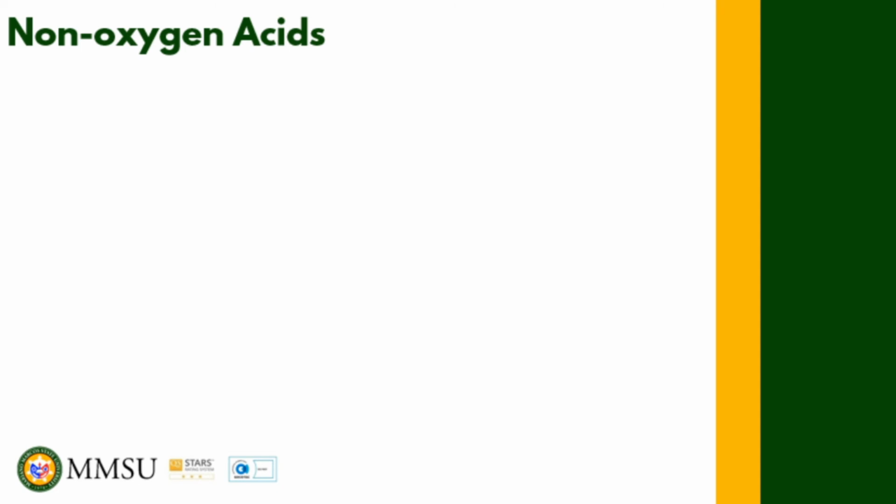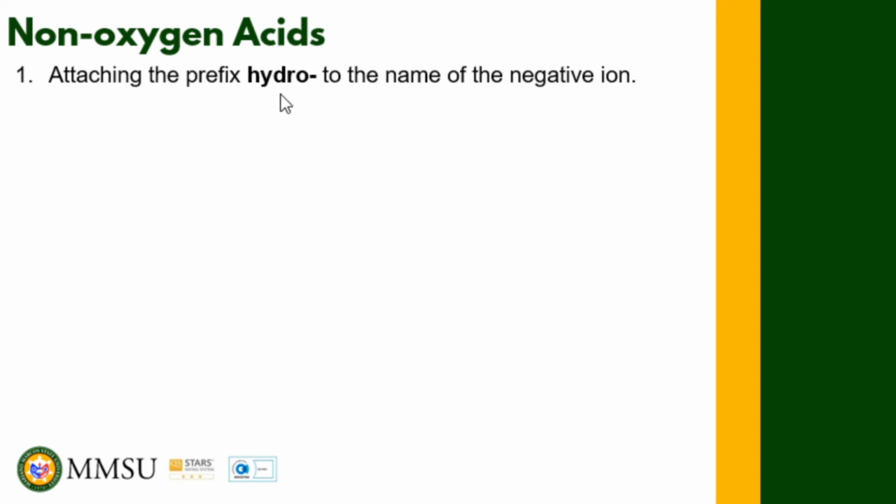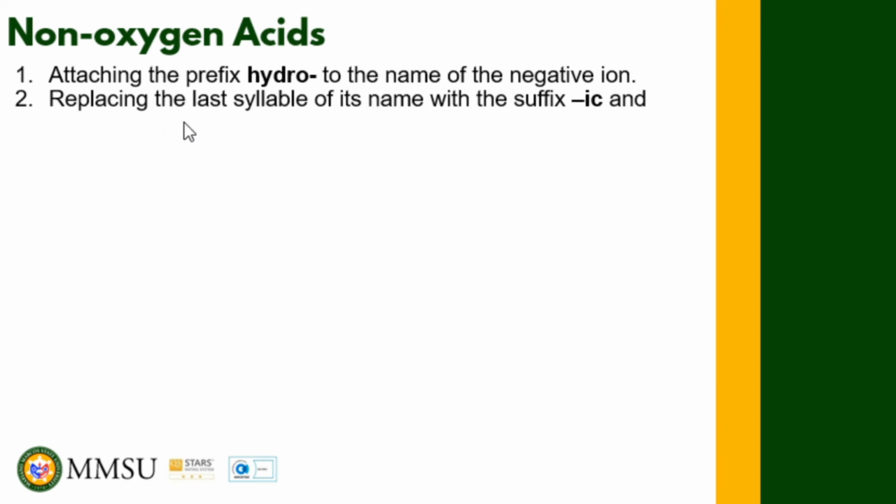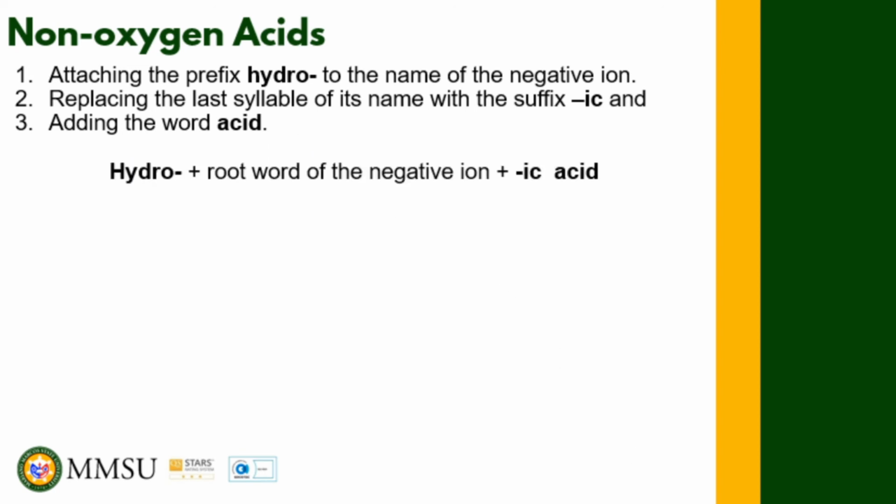So let's start with the naming of non-oxygen acids. Non-oxygen acids are named by attaching the prefix hydro to the name of the negative ion, then replacing the last syllable of its name with the suffix IC, and adding the word acid. So parang ganito: hydro plus yung root word of the negative ion plus IC, and then add lang tayo ng acid.